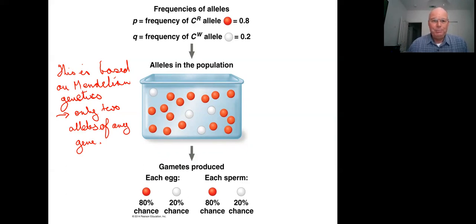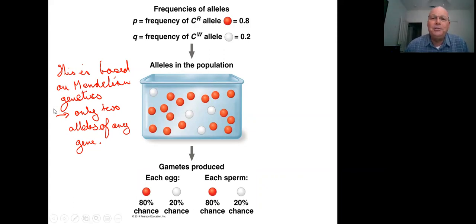Morgan's work had not yet been published. Other work that you might be familiar with from Bio 1 had not been published yet. So the only principles that were in play when Hardy and Weinberg were developing their concept were the principles of Mendel. So we only work with 2 alleles.